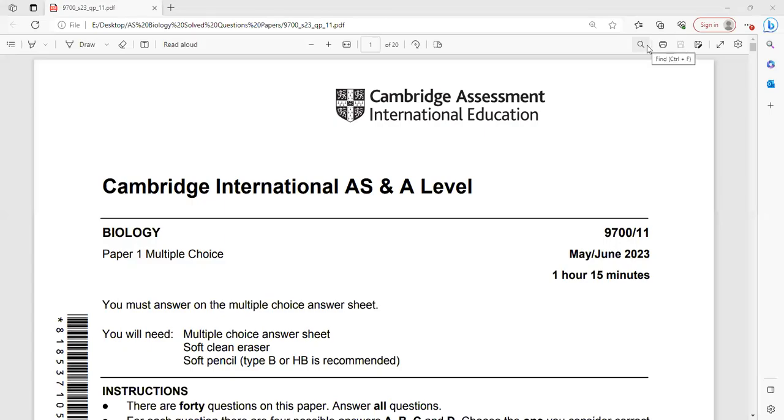AS in A-level biology, 9700, component number 11, May/June 2023.